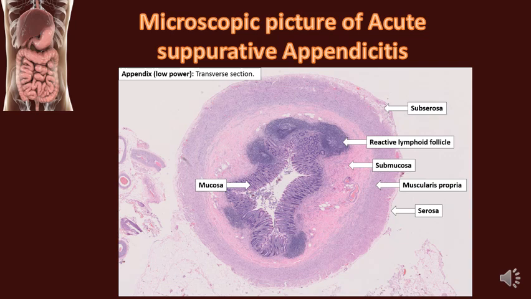Before we go for the second specimen, which is the microscopic picture of acute suppurative appendicitis, here we have a microscopic transverse section in the appendix. It shows the appendicular wall, which is formed of multiple layers. The mucosa, which is the innermost layer. Underneath it, there is the submucosa full of the reactive lymphoid follicles, then the muscularis propria, which is the muscle layer, and lastly the serosa.